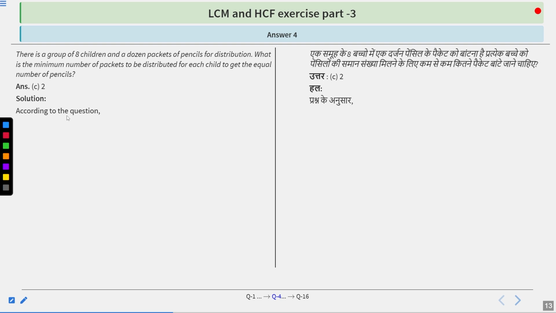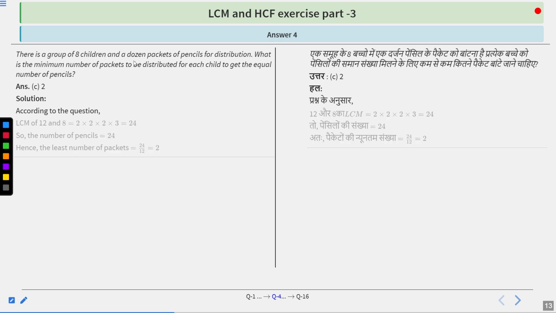Now, according to the question, there were 8 children and a dozen packets. Dozen means 12. So the LCM of 12 and 8 by prime factorization is 2 into 2 into 2 into 3, that is 24. So the least number of pencils to be distributed is 24. Therefore, the least number of packets is how much? 24 upon 12, that is 2. So at least 2 packets should be distributed among every child. Option C is the correct answer. Whenever we see the word minimum, it means that we have to find the LCM.